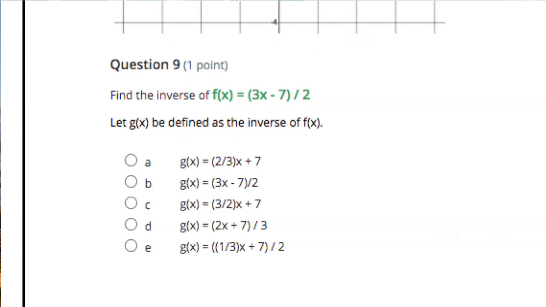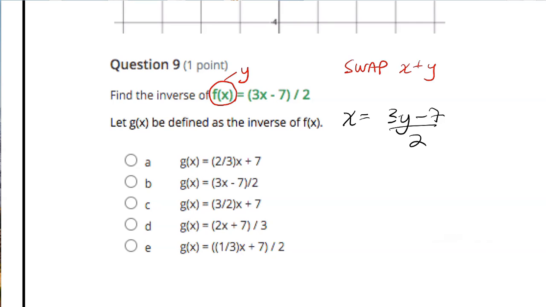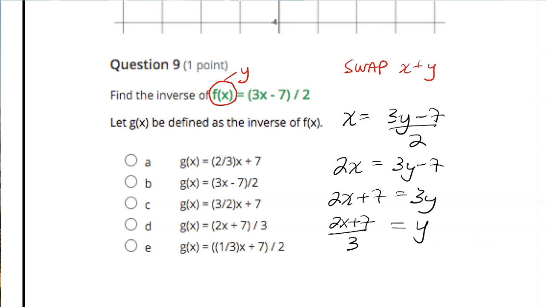Okay, question number 9. Find the inverse of this function, and it's a multiple choice. So to find the inverse, again, we swap x and y, and we're going to replace this f of x with y, because it's a little easier to look at. So we're going to have x equals 3y minus 7 over 2. And then next we solve for y, so we're going to multiply both sides by 2, add 7, and then divide both sides by 3. So we need the answer that looks like 2x plus 7 divided by 3.